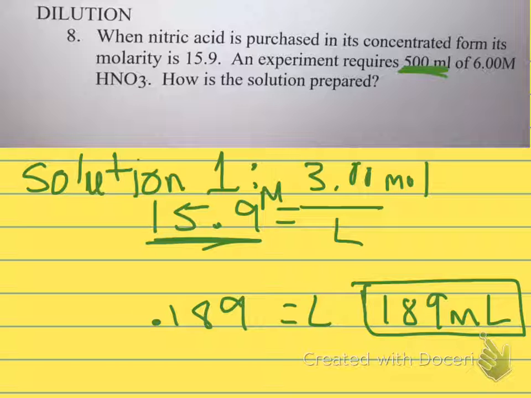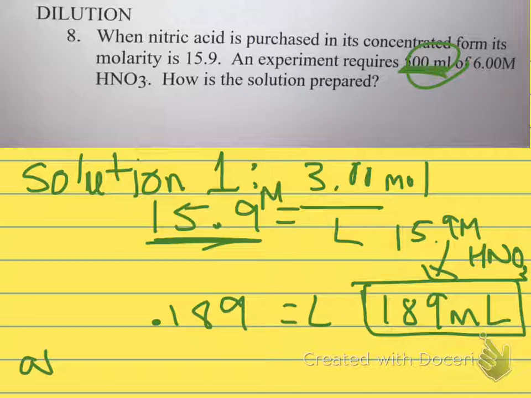So we will take 189 milliliters of the 15.9 molar nitric acid. And then, since we need 500 milliliters, we will add enough water to make it 500. So we're going to need to add 311 milliliters of just H2O. So 311 milliliters of H2O with our 189 milliliters of the concentrated nitric acid will give us our final solution.